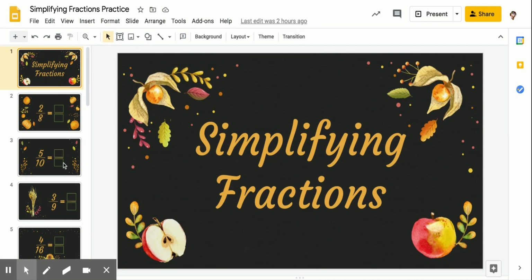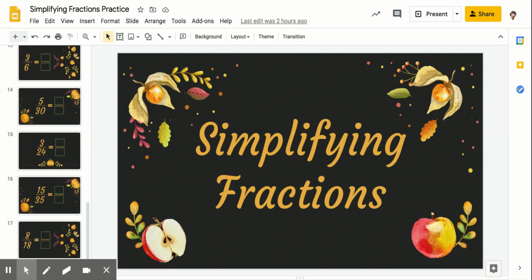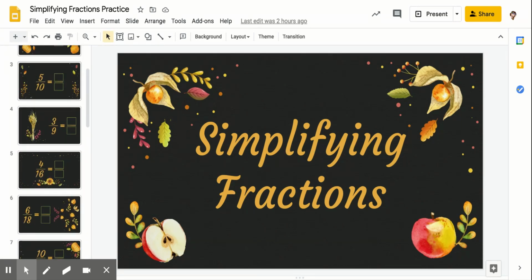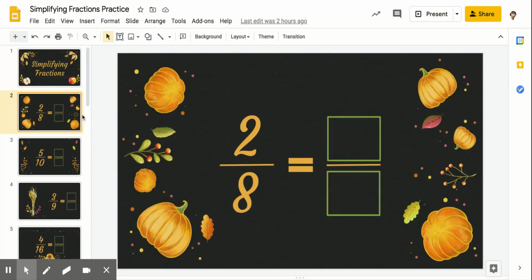We have about 16 questions of fractions that we are going to simplify. So let's look at a couple of them. So 2/8. You notice it just says 2/8 is equal to, and your new fraction will go here. You will definitely need a scratch sheet of paper to write your T-charts on and to show your work on.